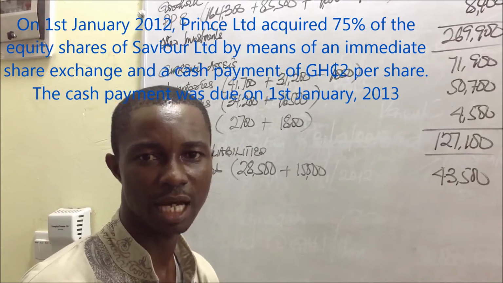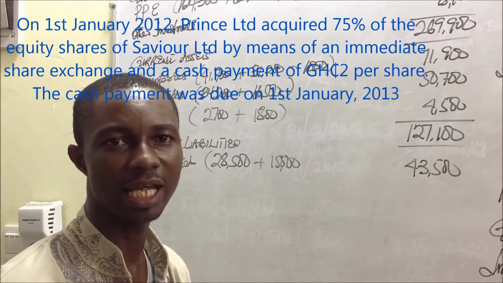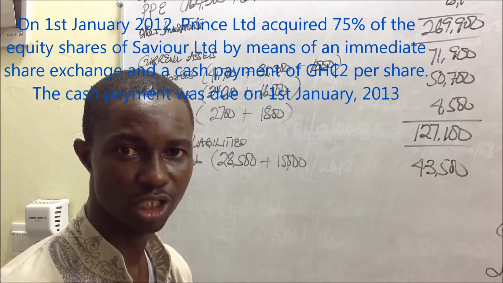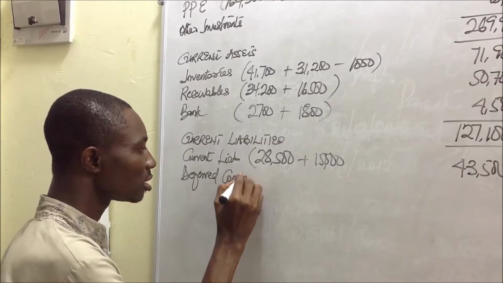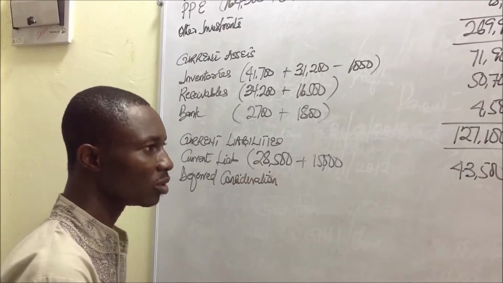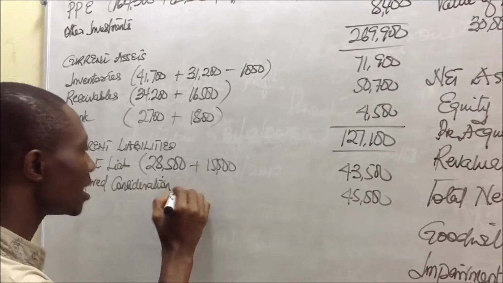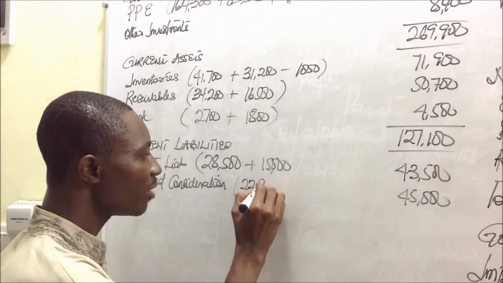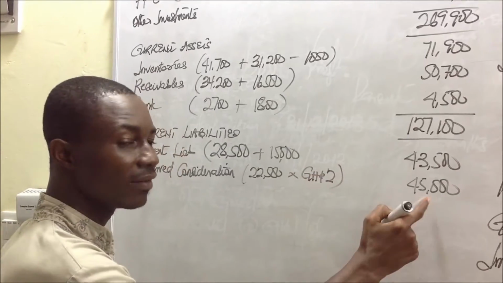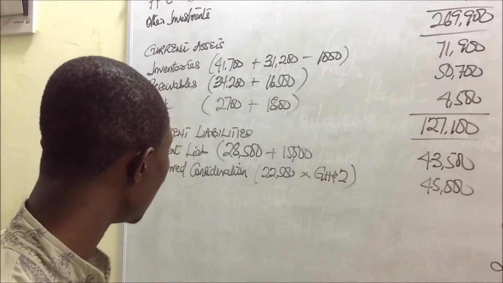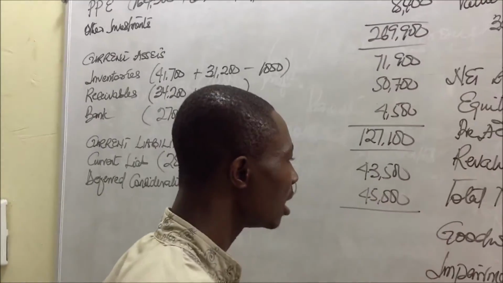Then you remember our deferred consideration. It is due on 1st January 2013, so it means that it is due in one year's time. How much are we going to pay for the deferred consideration? We computed the deferred consideration payable earlier and we had 45,000. In actual fact, it is 22,500 shares at a price of 2 cedis per share. That gives us the 45,000. Apart from this, that is essentially all for our current liability.